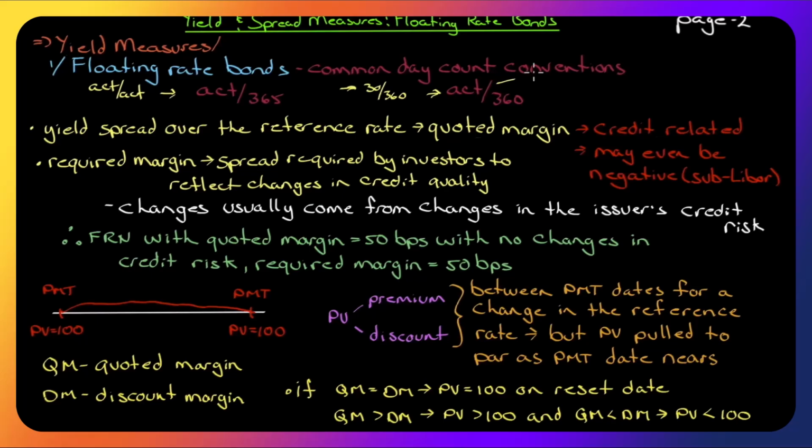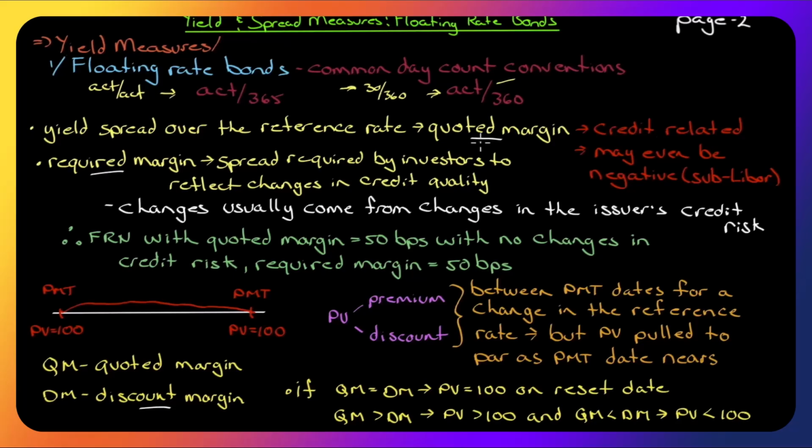Let's introduce some terminology. We're going to look at 3 words here. We're going to look at a quoted margin, a required margin, and down at the bottom we're going to look at a discount margin. And spoiler alert, the required margin and the discount margin really are the same thing. So the yield spread over the reference rate, remember the reference rate is some money market rate. Well, a yield spread over that is called a quoted margin.